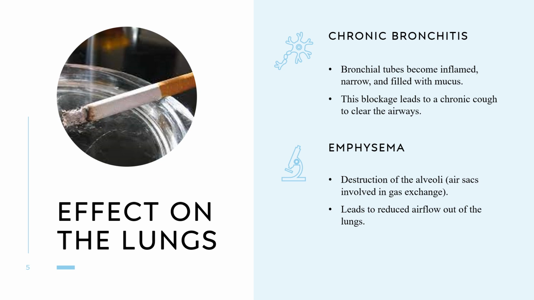In emphysema, what happens is the alveoli that we spoke about, these little air sacs that are involved in gas exchange in the lungs, they become destroyed over a period of time due to the smoke, due to people smoking. And this leads to reduced airflow out of the lungs, because obviously these alveoli are involved in taking in oxygen. They are involved in blowing out carbon dioxide, but the amount of oxygen people are able to take in, the amount of airflow, is reduced when these air sacs are destroyed. So those are two ways in which smoking can affect the lungs and cause some of the symptoms that we saw in the last slide.